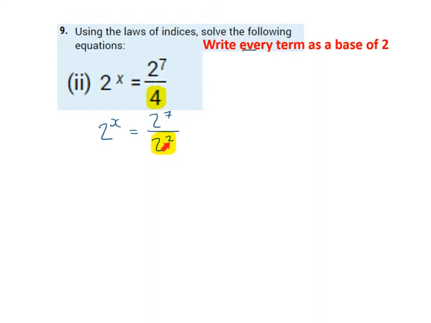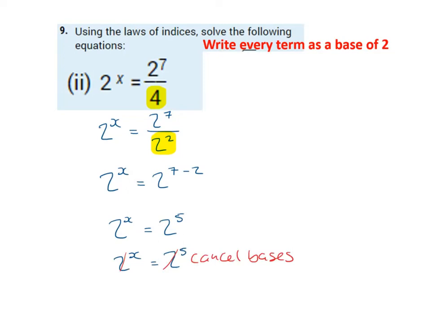So we need to simplify here. So dividing powers with the same base, we're going to subtract the powers. So we're going to have 2 to the power of 7 minus 2. And 2 to the power of 7 minus 2 gives us 2 to the power of 5. So we have 2 to the power of x equals 2 to the power of 5. The bases now match, so we can cancel out the bases. And we're left with x is equal to 5.